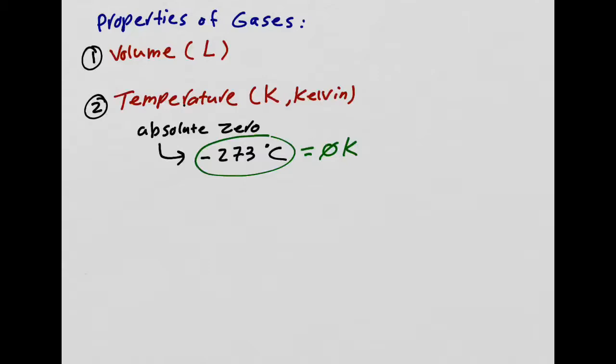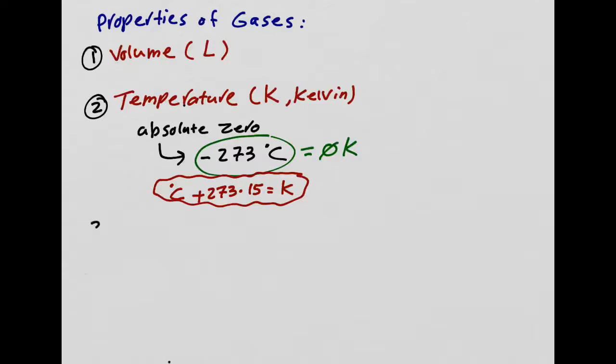Now, here's what I need you to remember. If you have degrees Celsius, if you add 273.15 to be exact, you can convert it to Kelvin. And you need to know that. So far, so good. Okay.